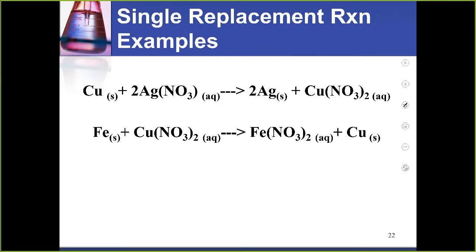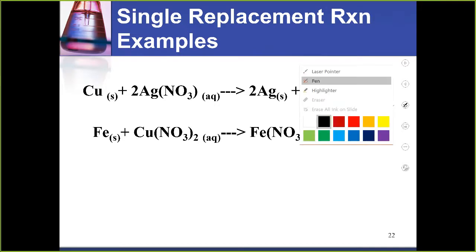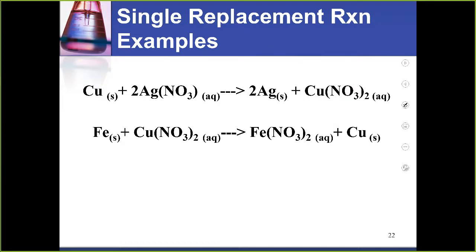So look at the first equation here. I'll actually show you a video of this first equation in a little bit. You've got copper, that's the free element, and copper is a metal. Metals can only replace other metals. So silver is the other metal. Copper is going to kick out silver so that silver is now free, and copper is the one in the compound. So you have copper kicking out silver. Metal kicks out metal. So silver is free and copper is in the compound.